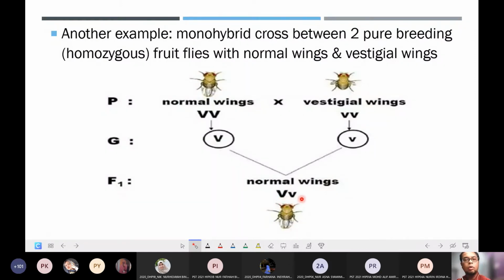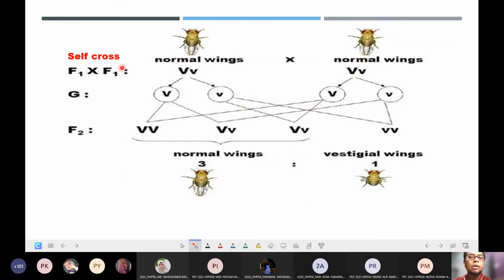And if we continue with a self-cross between these F1 generation individuals, this will be the type of gametes. From this individual of heterozygous condition, we will get two types of gametes. One will contain the dominant allele, capital V, and the other type of gamete will contain the recessive allele, small v. The same goes for this individual over here. So if we cross all these gametes together, we will get the F2 generation.